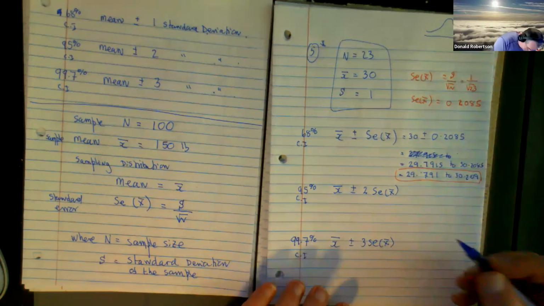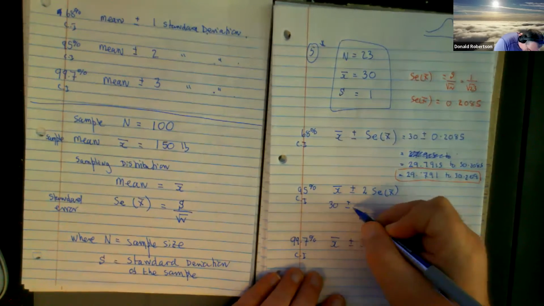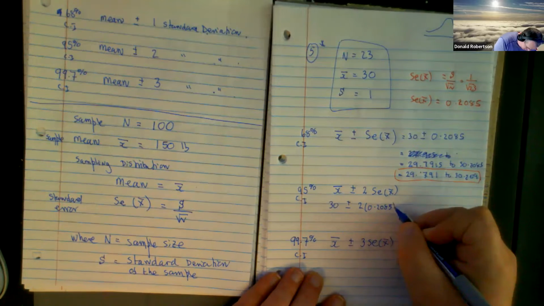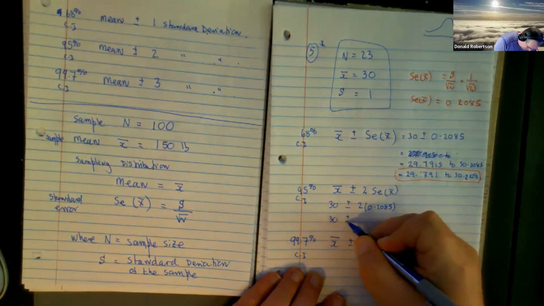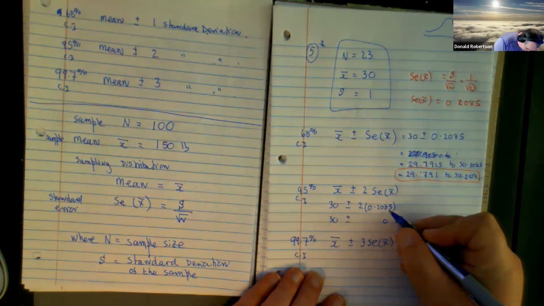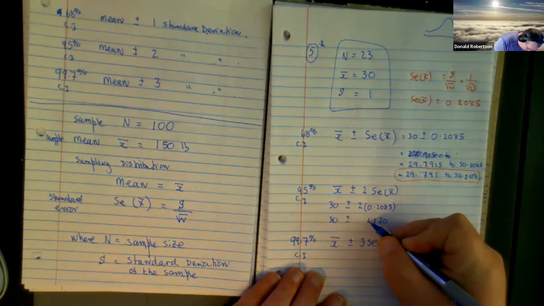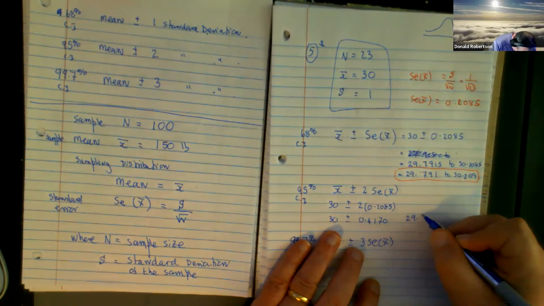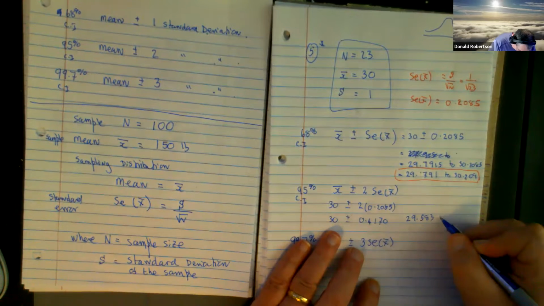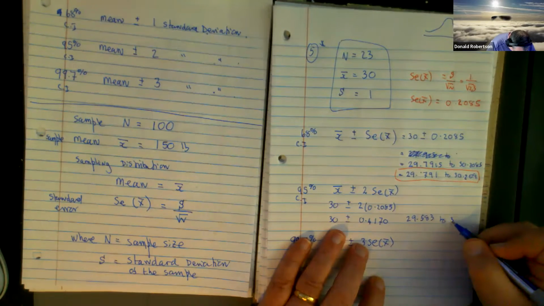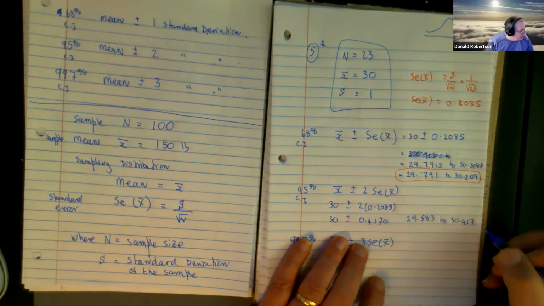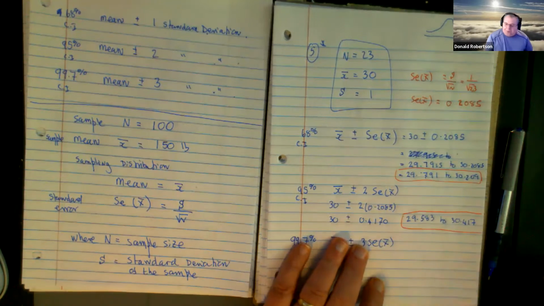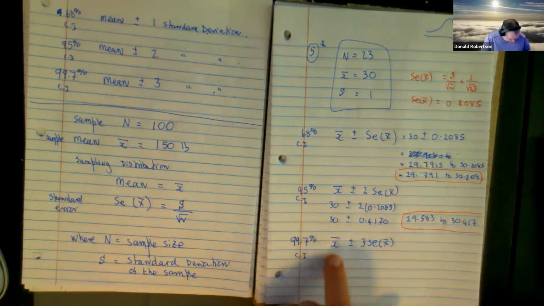Now you want this one. It's 30 plus or minus 2 of these. So it's going to be 30 plus or minus that, and that's going to get me 29.583 to 30.417. And this time, we agree. Go figure.